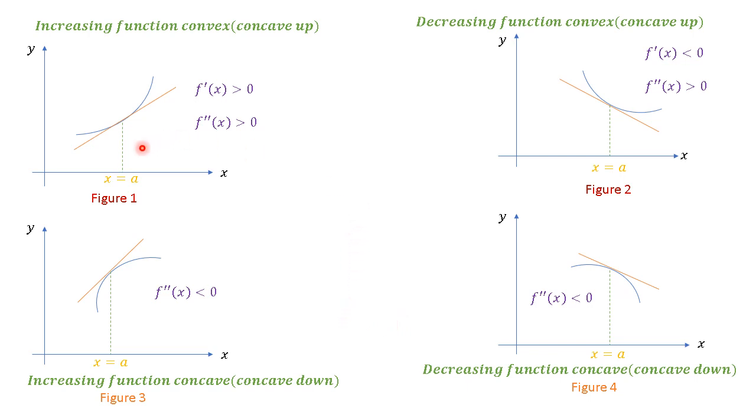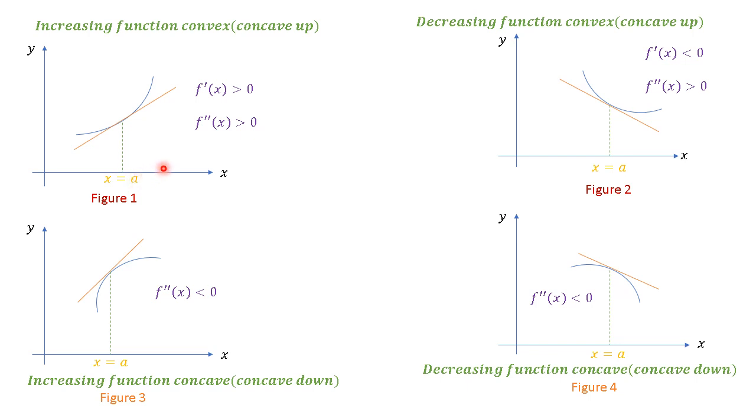Look at figure 1. I will repeat. A function is convex at x is equal to a. This is the graph of the function completely above its tangent line. So the first derivative is greater than 0. First derivative greater than 0 means it is an increasing function, isn't it? Of course, this function is increasing, and the second derivative is positive, which means the function is convex at x is equal to a. So this is an increasing function, and at the same time it is convex.